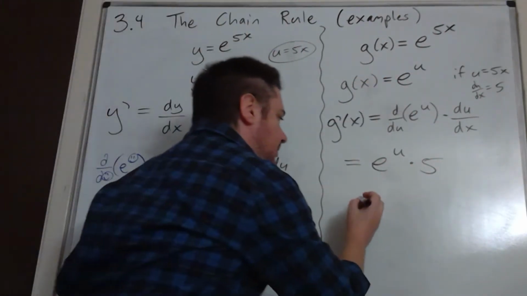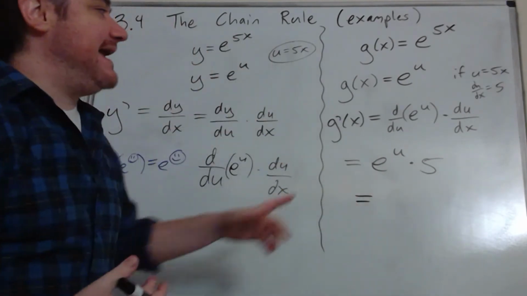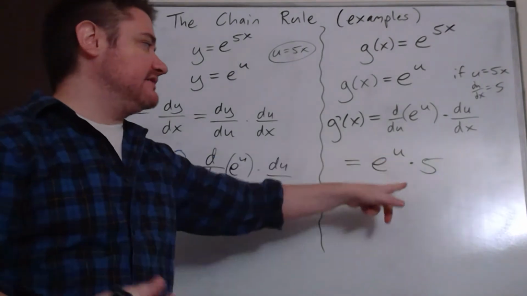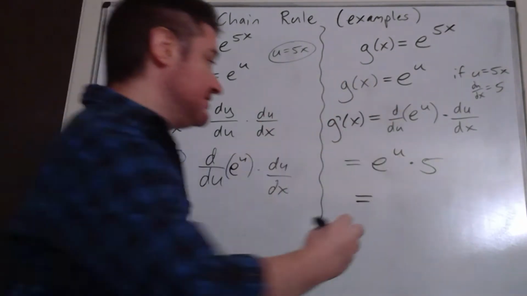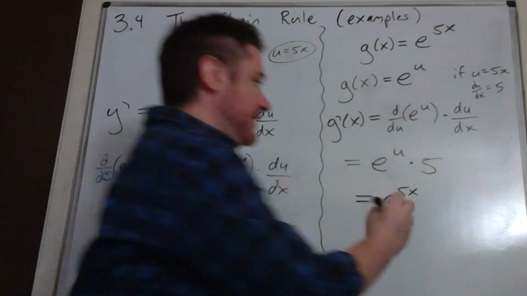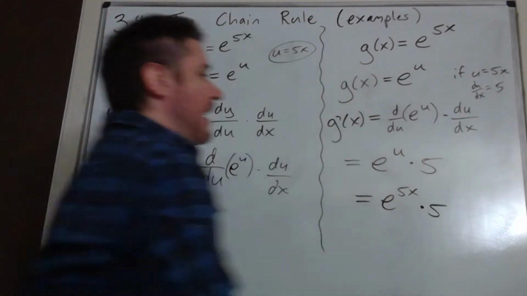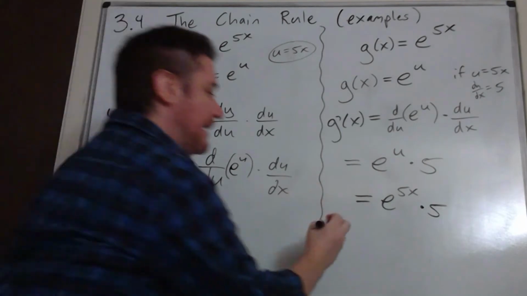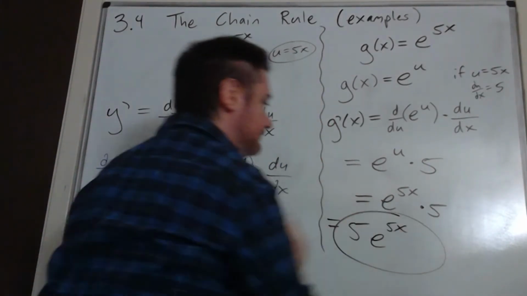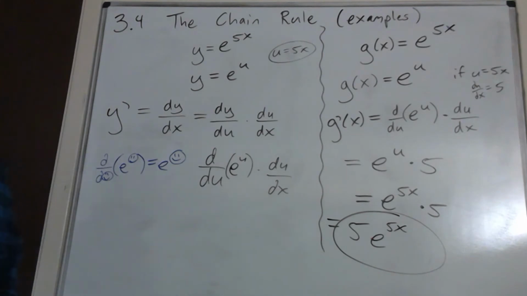And then, as always, we want to finalize our answer by getting the u out of there. We want to go back to terms of x. So this e to the u was e to the 5x, right? And now a 5 appeared out front. Or it appeared on the back, but I would probably write it out front and write 5e to the 5x as my final answer. All right.